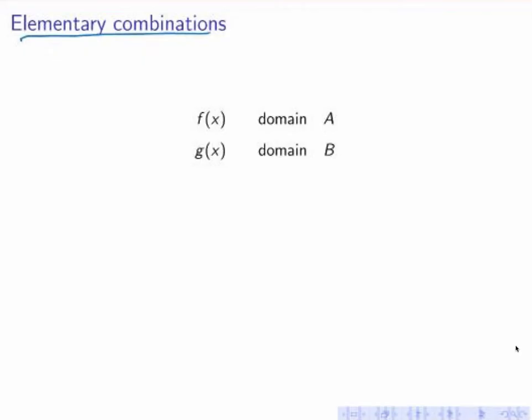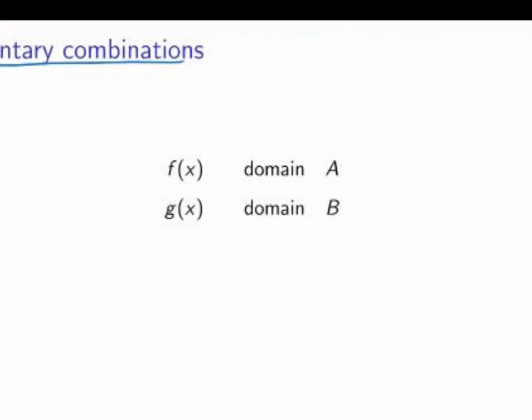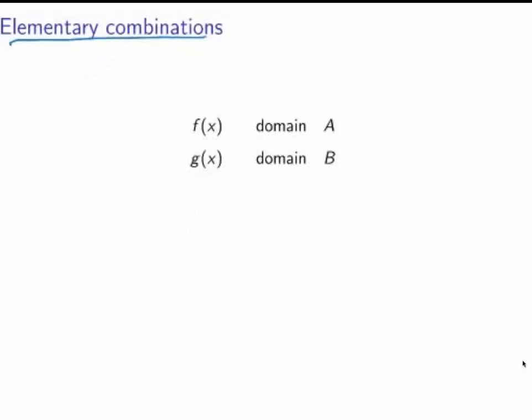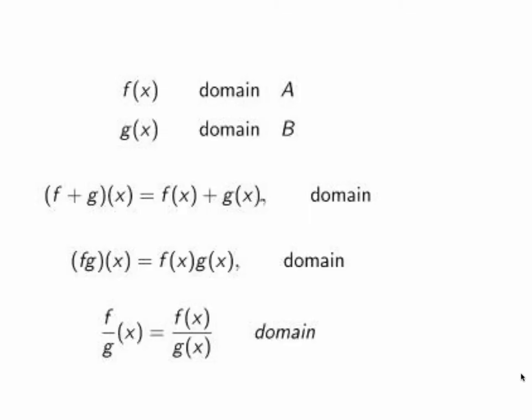So, let's look at the elementary combinations first. I assume I have two functions, a function f of x which has a domain A, and a function g of x which has a domain B. And I look at f plus g. So f plus g then is a new function which is defined as f of x plus g of x. So that's trivial, but the domain is a little bit interesting. So what is the domain? The domain are all values of x which I can substitute into this new function here. To substitute it here, I need to substitute it here and here. So the value x must be in the domain of both f and g. So which means the domain here is the intersection A intersected with B.